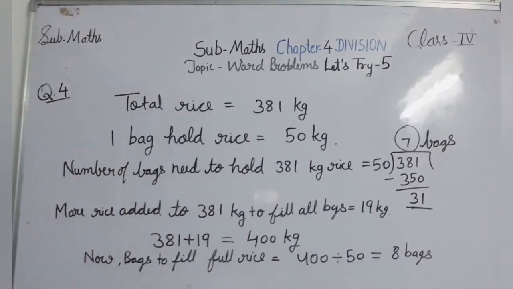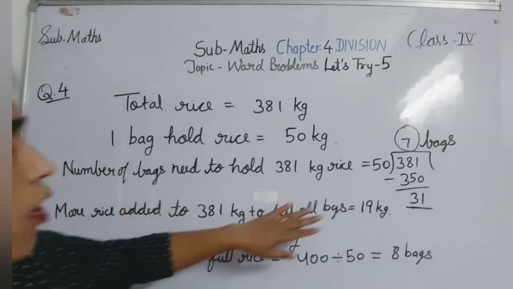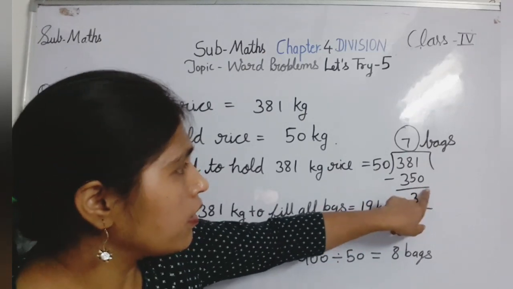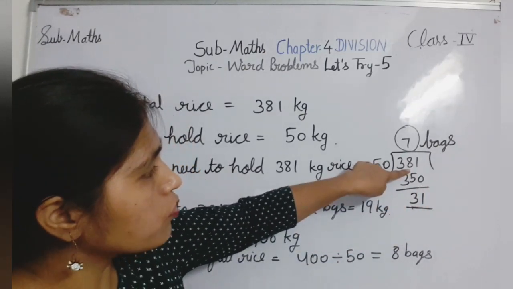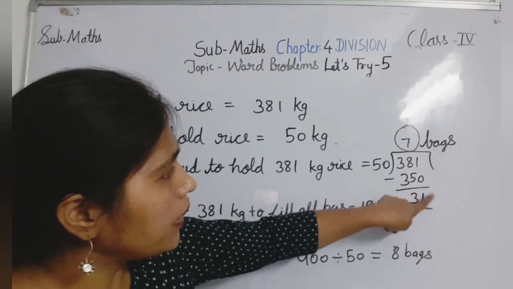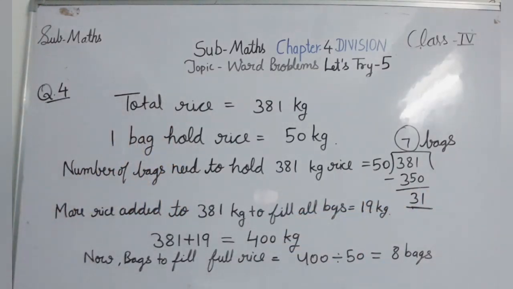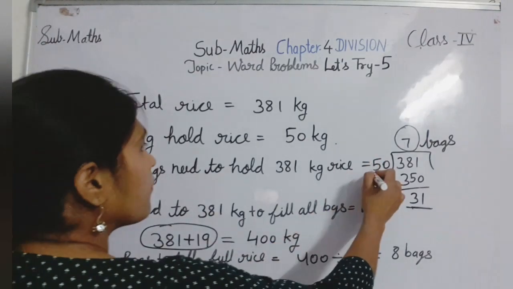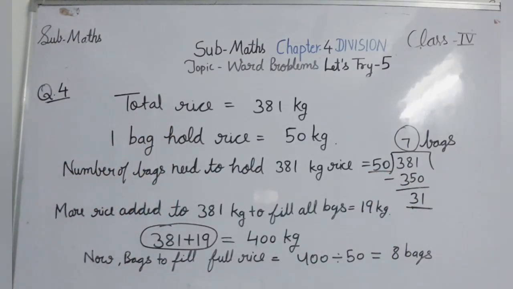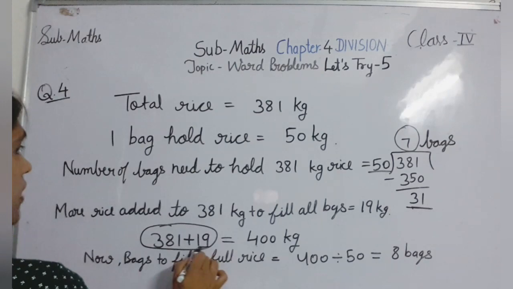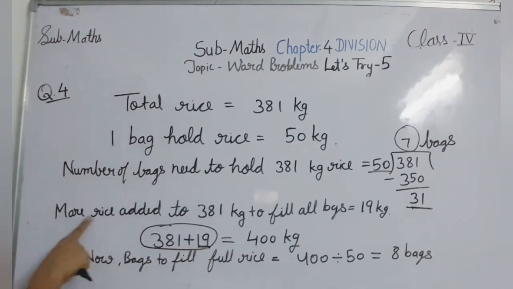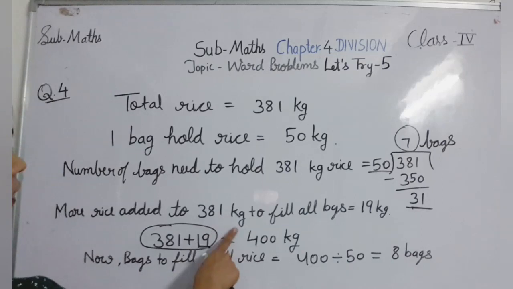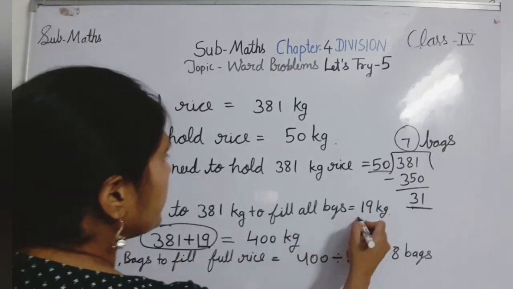And the second question here: how many more kilograms are needed to fill all the bags? Means how many more kilograms we need so that all the bags fill, means no remainder is there. So how much rice can we add here so that we will not get any remainder? If you add 19 to 381, you will get 400. So 400 is completely divisible by 50. Yes. So the answer for the second one is 19.